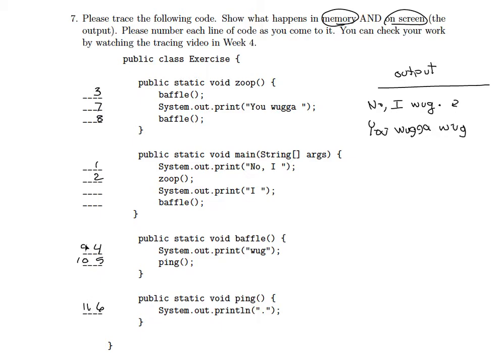I look back up to line 9, so I'm looking for line 8. Here's line 8, so I look back up. So now, to find where zoop was called, I look for a number 2. Here's 2, which means that my line 12 is here.